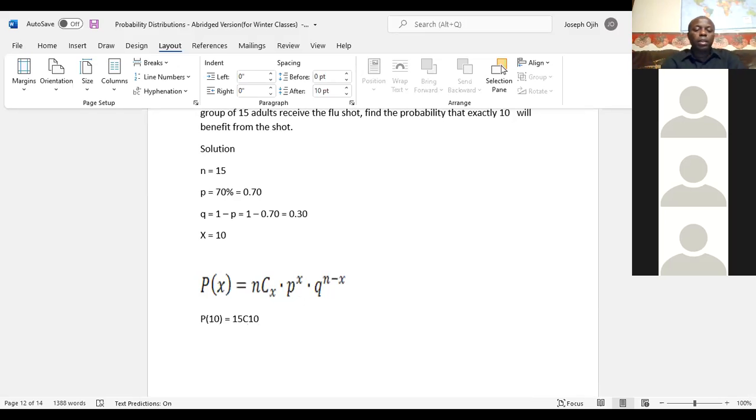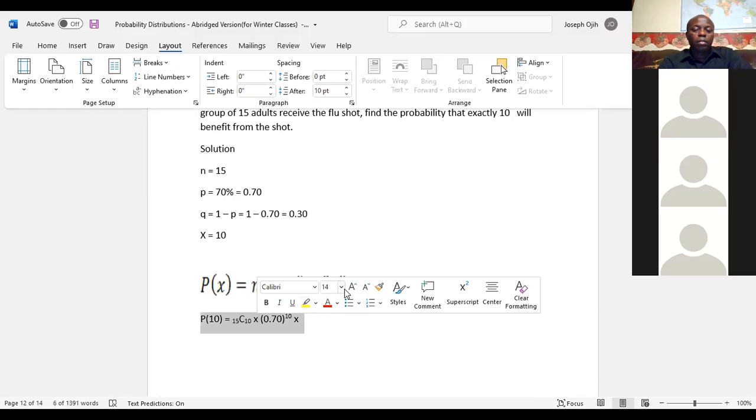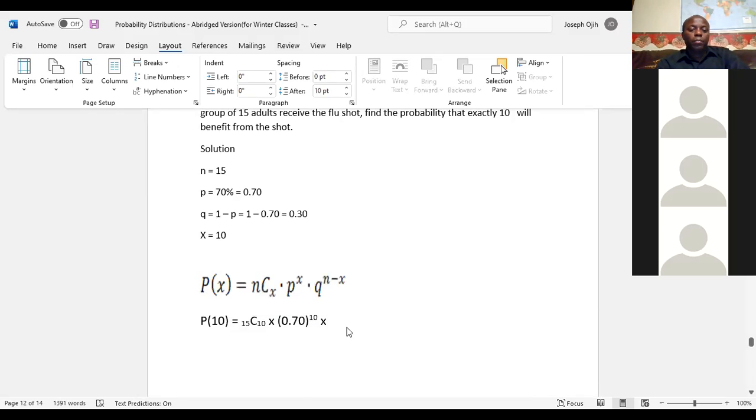15 combination 10 times P, which is 0.7, raised to the power 10, times Q, which is 0.3, raised to the power N minus X, which is 15 minus 10, equals. Now we can go to our calculator and plug this in and get our answer right away.